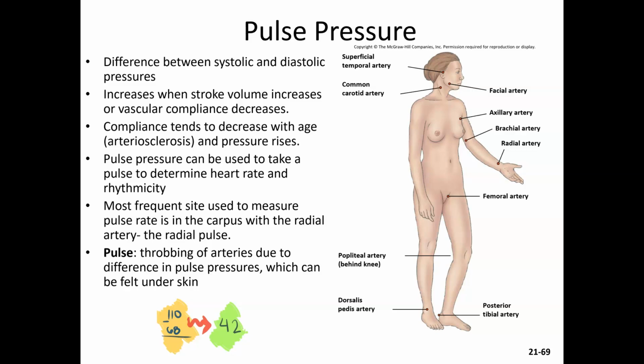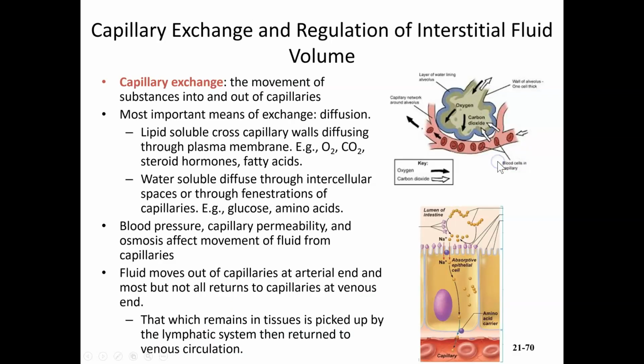So we're going to look at a couple of the more frequent sites to measure pulse, but the most popular one is going to be at the radial artery. So you would find the radial artery right below the area of the thenar muscle group, that bulk at the bottom of your thumb, just proximal to that in the wrist region or the carpal region.